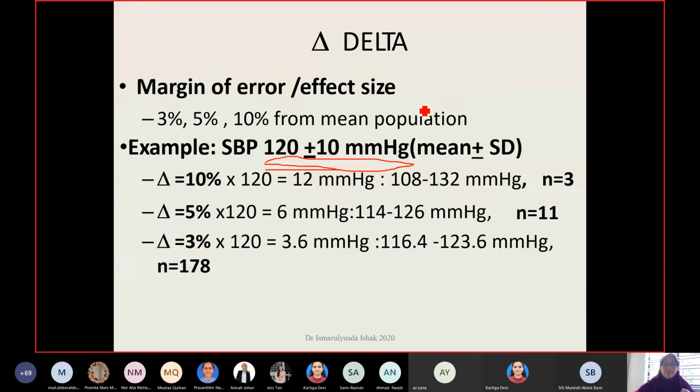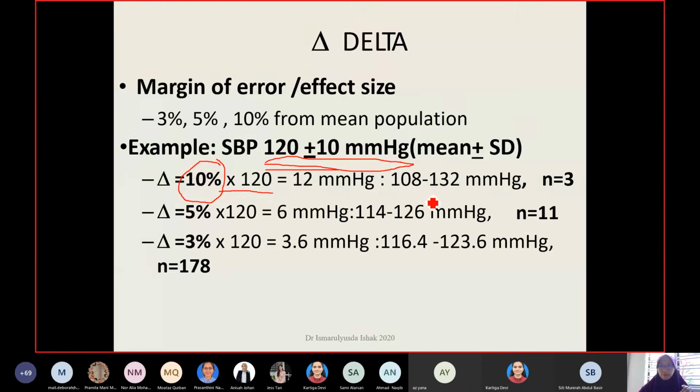If I want to choose 10%, my effect size is 10% of the mean. So 10% times your mean of 120 equals 12 millimeters of mercury. That means 12 millimeters of mercury from your mean, minus and plus. Plus gives 120 plus 12, which is 132.